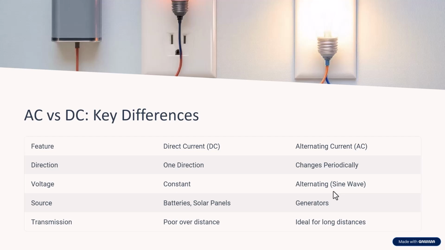And for the transmission, someone may ask: if almost all the components that we use are currently DC powered, why are we still generating electricity in AC? And this is because of transmission. DC is very difficult to transmit over a long distance, as increasing the voltage of DC is way more difficult than increasing the voltage for AC.